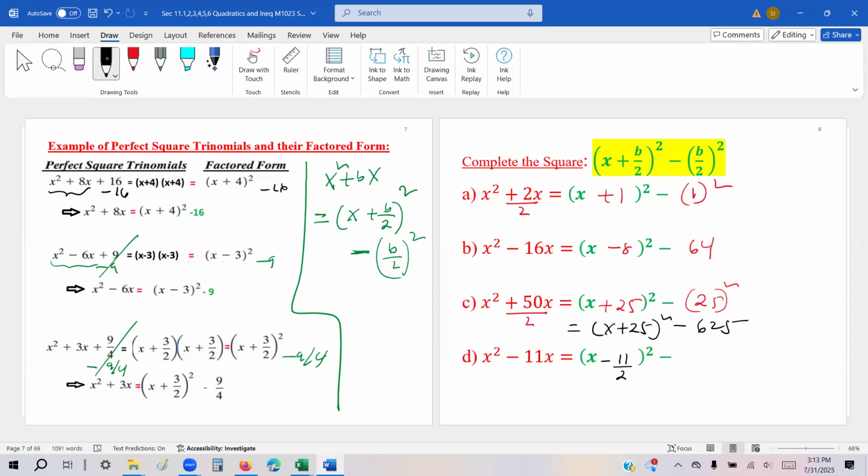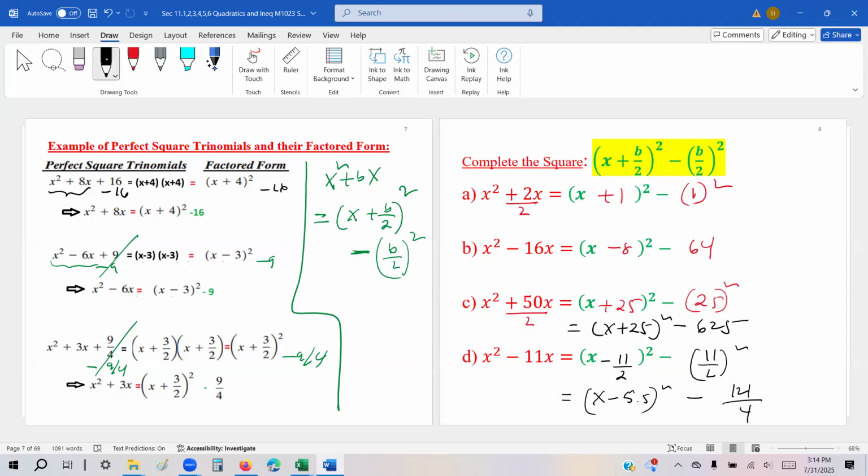So 11/2 goes inside, and (11/2) squared goes outside. You have no idea what is 11 half. Wait, actually we do, right? It's half of 11, 5.5. So it's 5.5 squared, and then 121/4. You could actually put it like that. Yeah, you can put decimal, no problem.